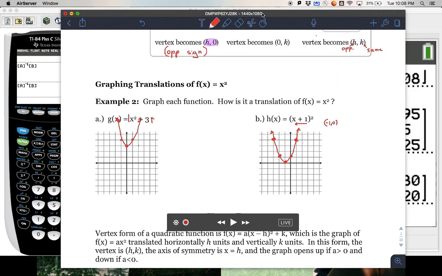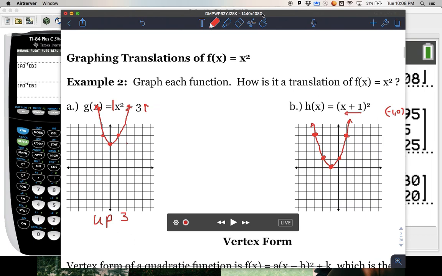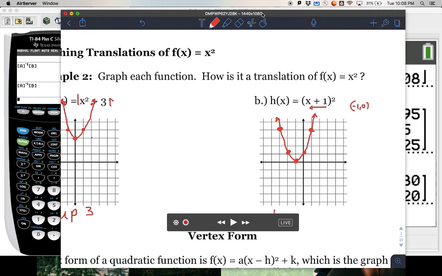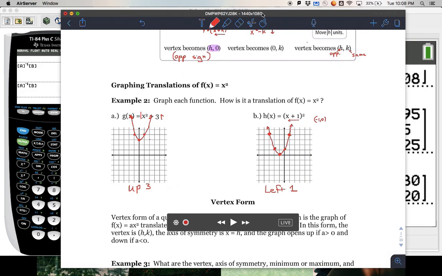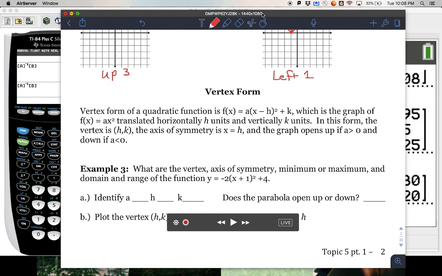And yeah, that's about it here. I guess they'd say, how is it a translation? So this first one, we can say it was up 3 units. And then we can say this other one here was left 1 unit. So this next section here kind of goes into the vertex form.